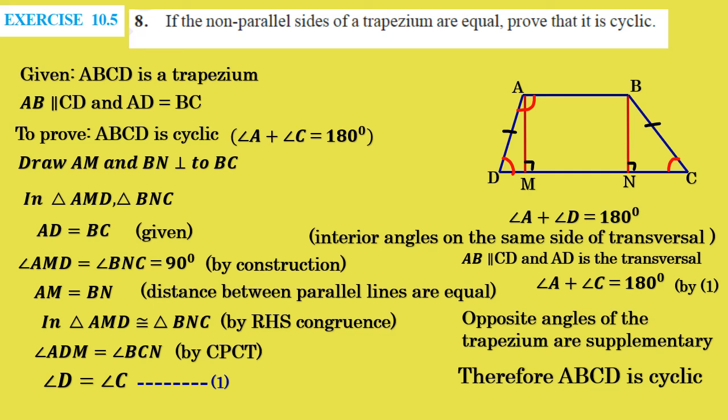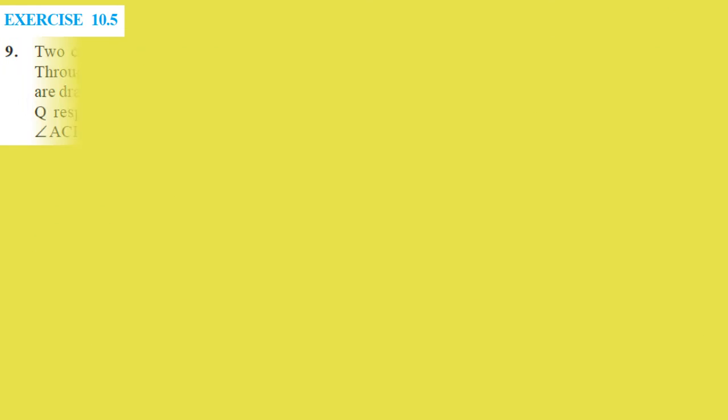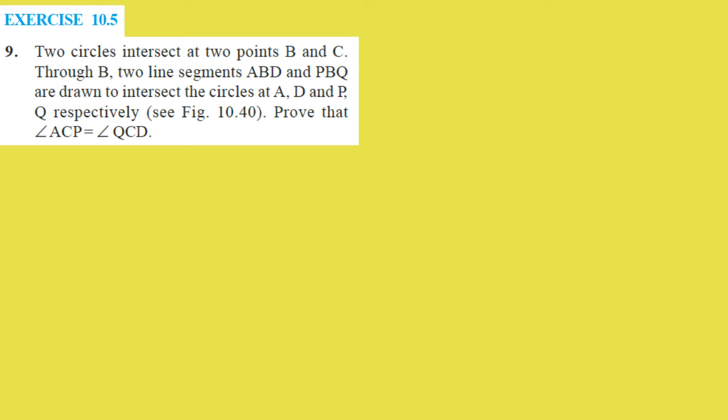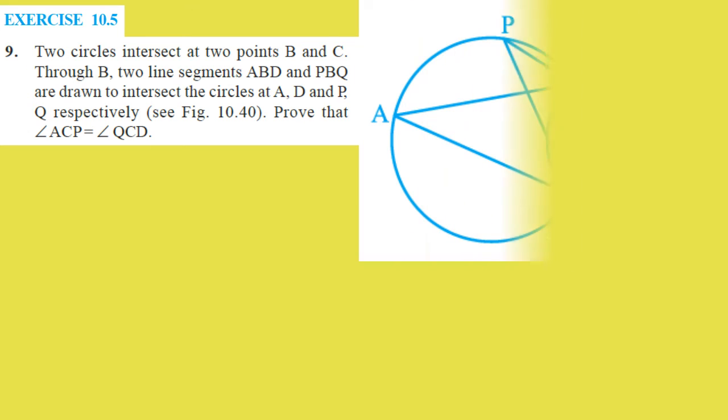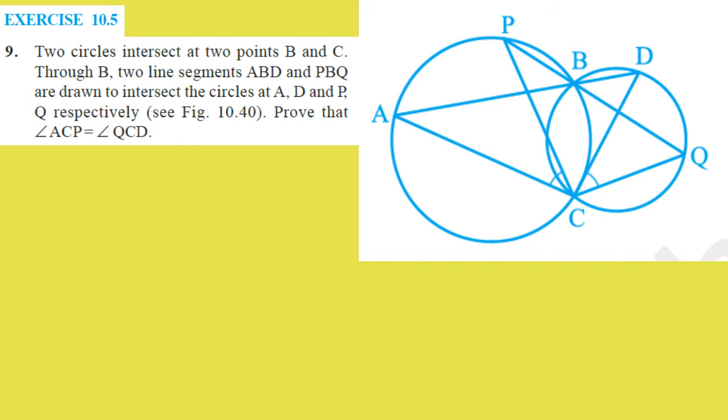Now, move on to question number 9. Two circles intersect at two points B and C. Don't get complicated with the figure. The figure is a little bit complicated, but observe properly and don't get scared of so many lines. It's very simple. Okay. Two circles intersect at two points B and C. Through B, two line segments ABD and PBQ are drawn to intersect the circles at A and D.